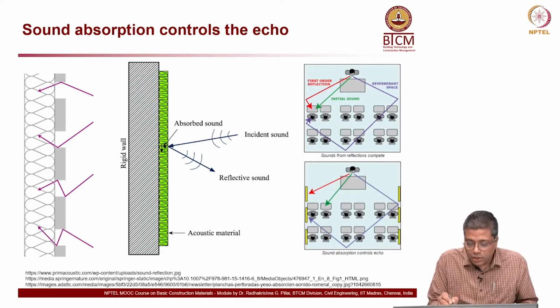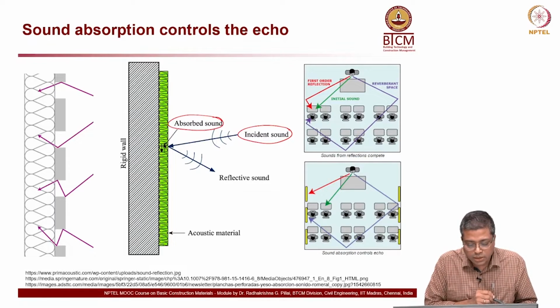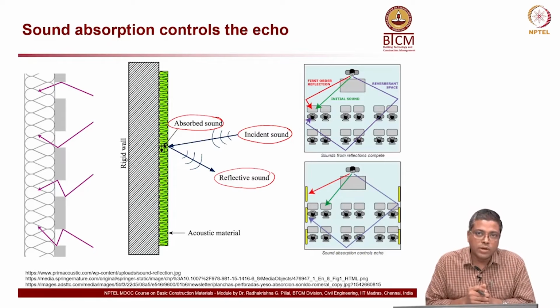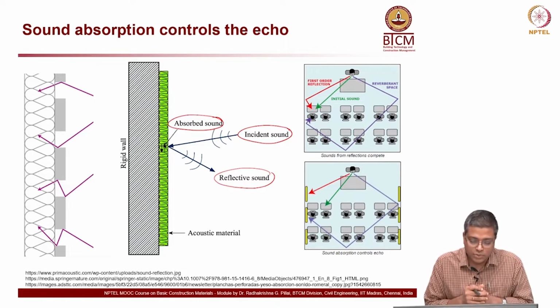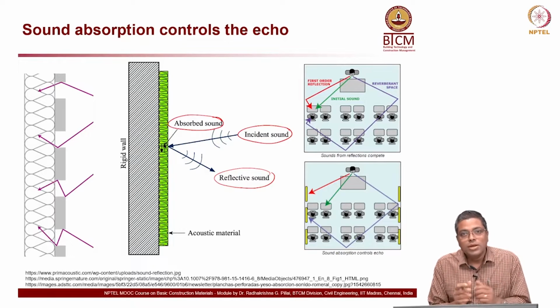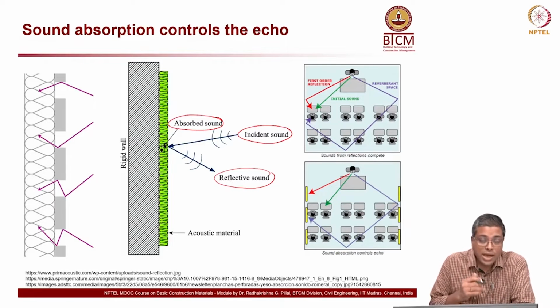Now, you can see here the incident sound, and some of the sound is absorbed by the green material which is on the rigid wall, and some sound is reflected, some, not all. If you have fully 100% sound waves absorbed, then you can't hear anything. Okay, that's another extreme part of it. So, you have to be able to design it appropriately so that you can hear the sound, at the same time you do not feel echo.